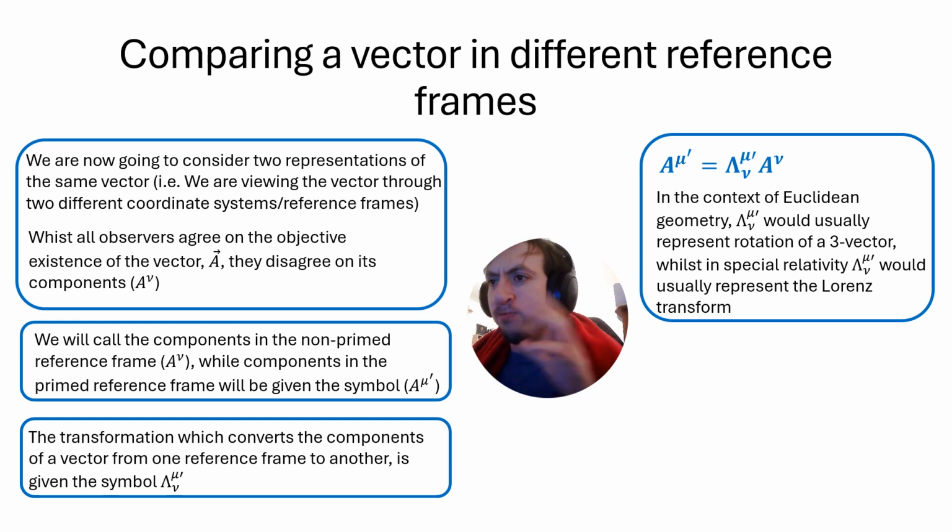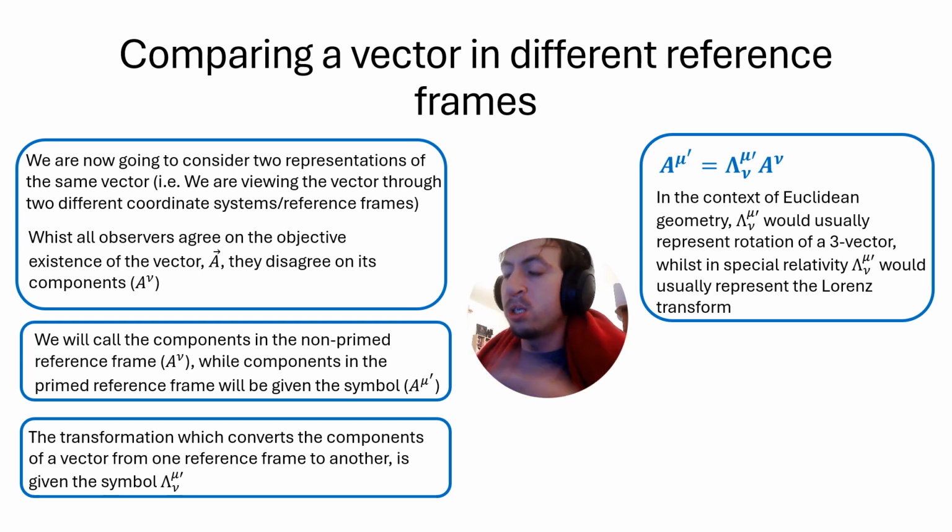Now, to get some grasp and intuition for where you might have seen this transformation matrix before, if you've done further maths and looked at rotation matrices, then this transformation matrix could be a rotation matrix. It could allow us to find the components of a vector when we rotate our coordinate system to lead to a new coordinate system.